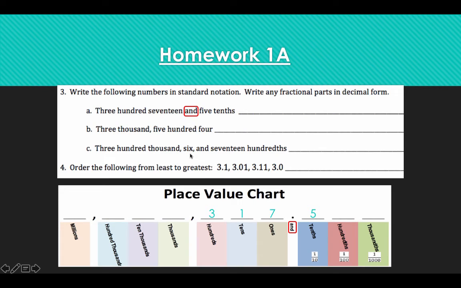Which tells you you're going to have to put some zeros into that number as placeholders. You also see the word "and" in there, so this is going to have a decimal in there. So just be careful with this one as you're working on it at home.